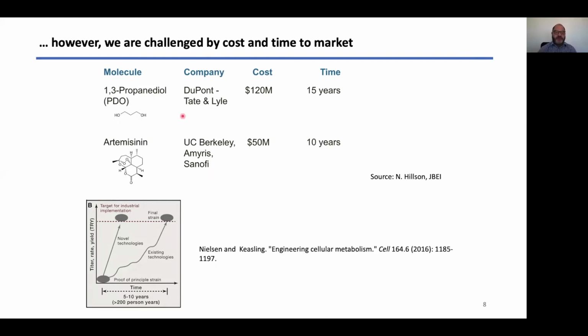And that happened, for instance, with the two main examples that usually are cited about this approach: the propanediol developed by DuPont and the artemisinin, which is an anti-malaria drug. In both cases, it took a lot of years to arrive, and many people were involved. For instance, for artemisinin: Berkeley, Amyris, Sanofi. It took a lot of time and resources to arrive at a final strain with titers, rates and yields that were industrially ready for the market.